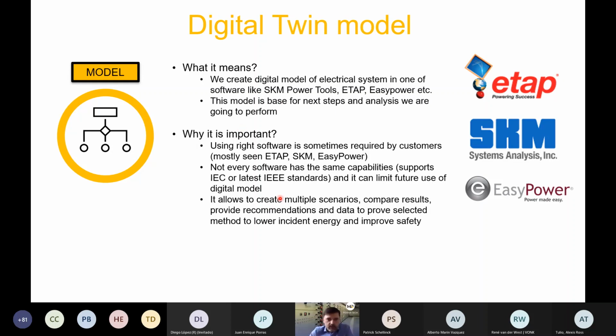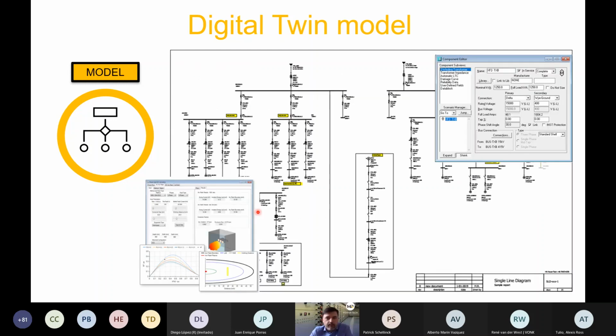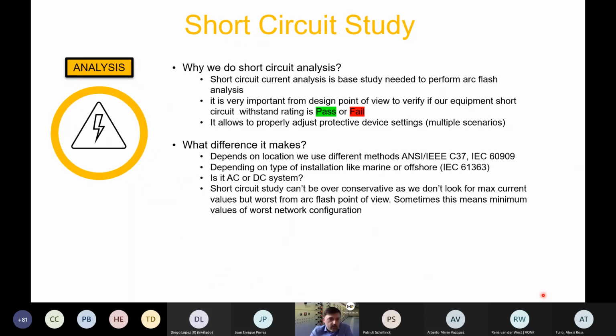It's very specific stuff. I use all of them if I need. Those two are my preferred, and which I use depends on what I really do. It has to allow you to create multiple scenarios, compare the results, provide recommendations later on the data, and also document it very well. So, an example from SKM, partly from ETAP. You create the model, and this is partly also about creating single line diagrams. If you are very detailed, you can use it for doing this. The next step, as I said, is the short circuit study.